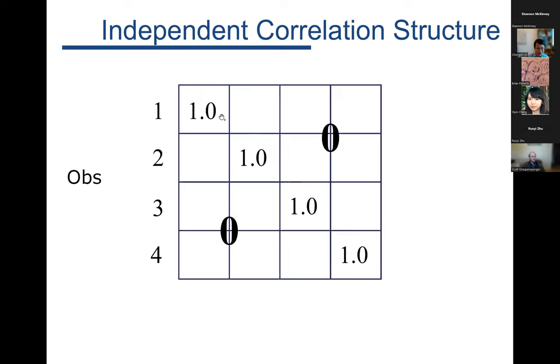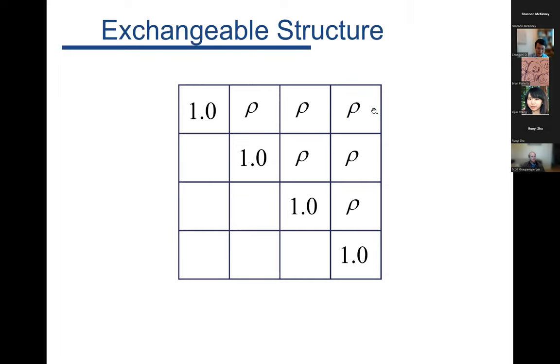You assume all the observations have some variance. On the diagonal, the correlation is one because it's the correlation with itself, of course. But the correlation between any two observations is zero. We know it's not zero, but in this model, if you want to ignore the correlation, you can still assume that to be zero. So this is called working independence structure.